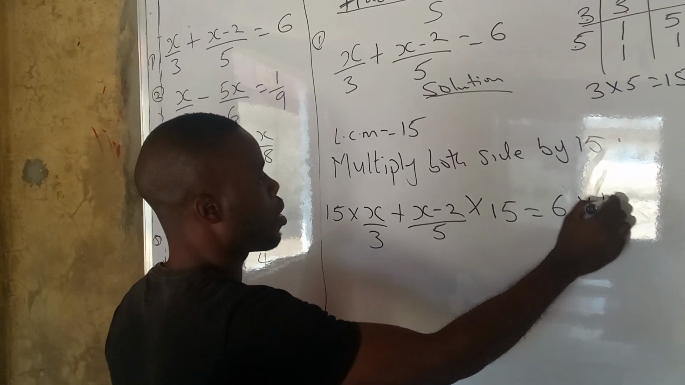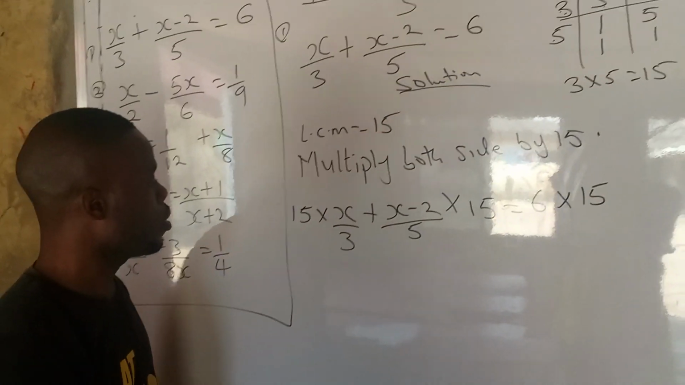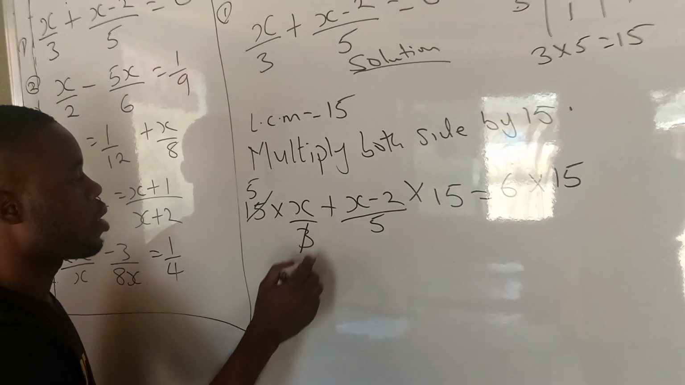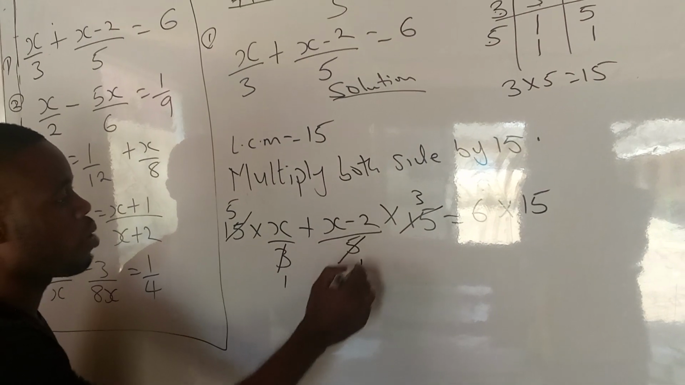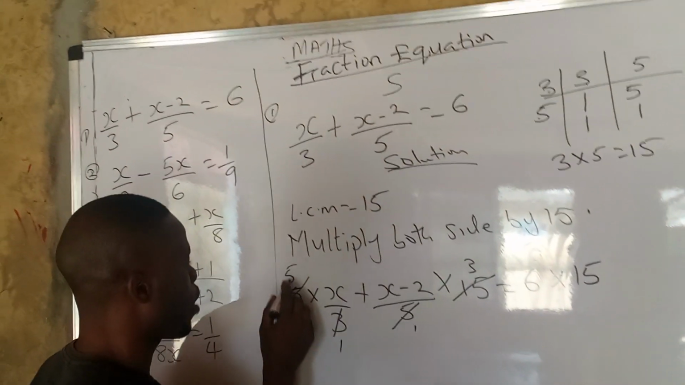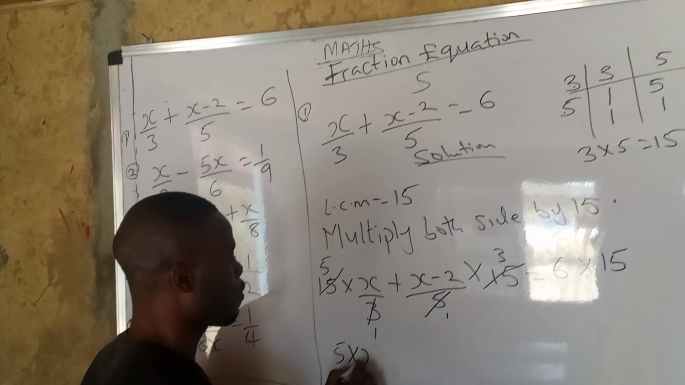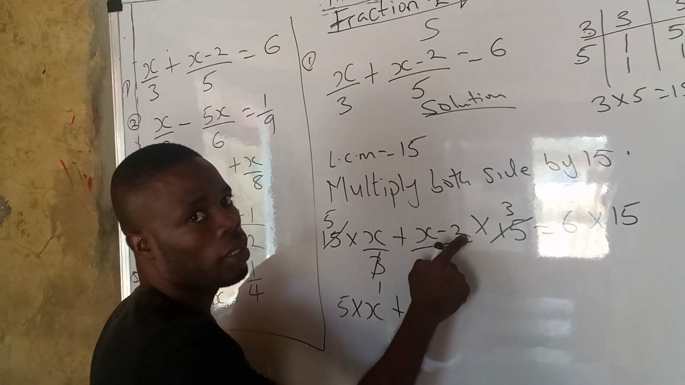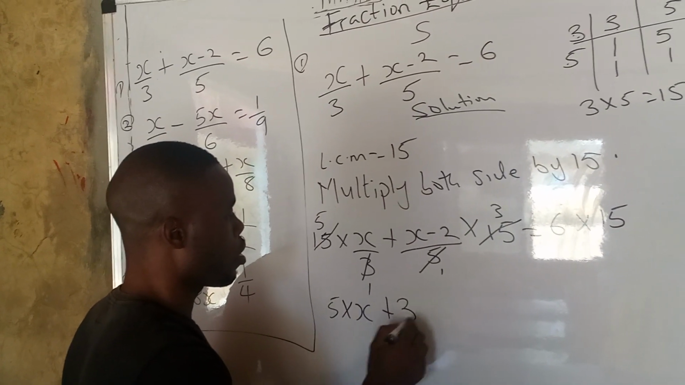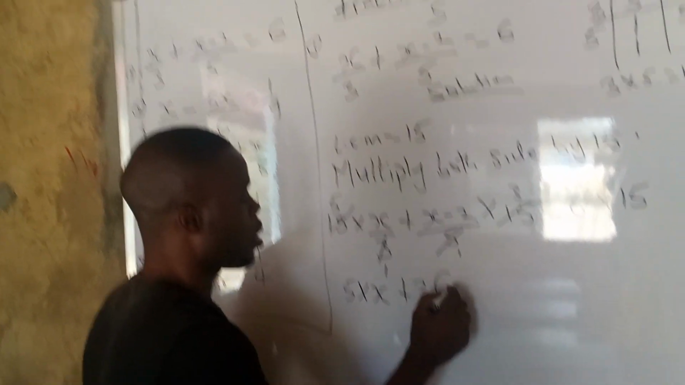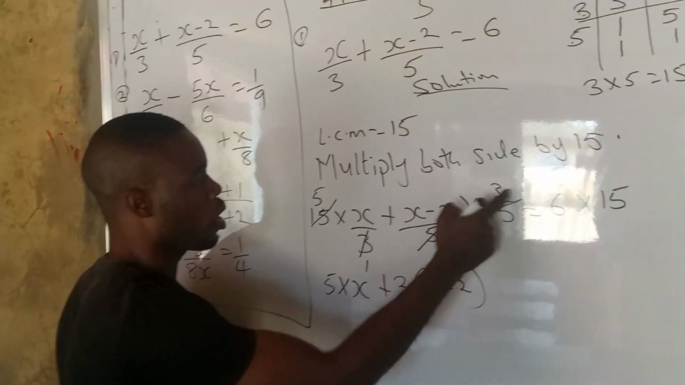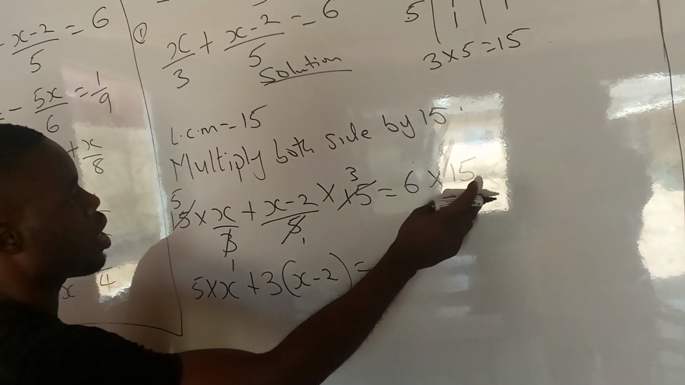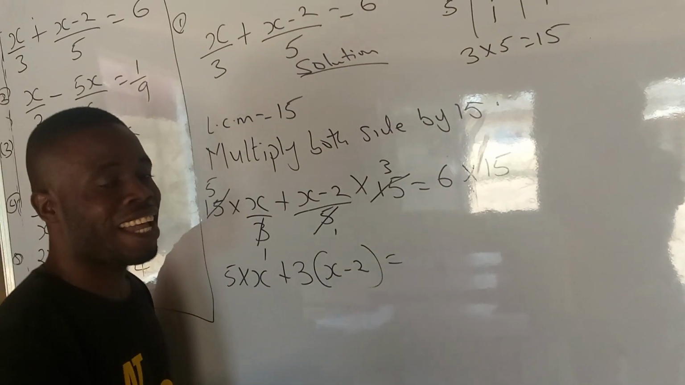6 multiplied by 15. So therefore, 3 can divide 15. 3 in 15 is 5, here 1. 5 in 15 is 3, here 1. So we can now say we have 5 times x plus we have 3. Now since this is a 2-digit number, I'm going to use 3 to open the bracket. X minus 2. Okay, 3 will open this bracket so that you can multiply this and as well multiply this. Equals to 6 times 15, that is 90.